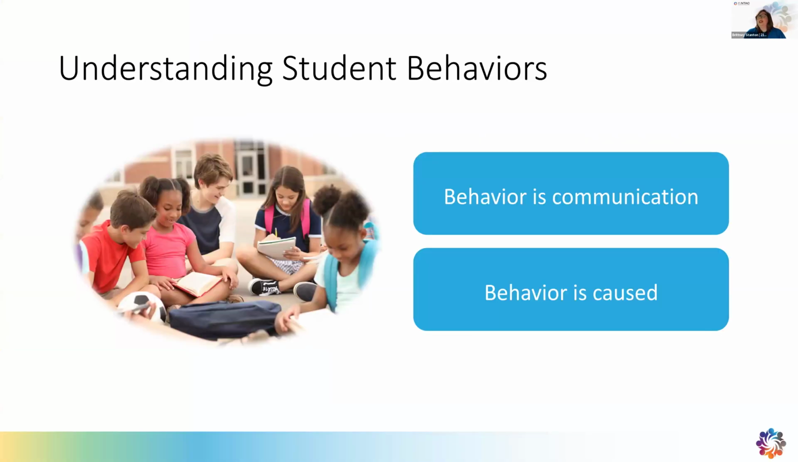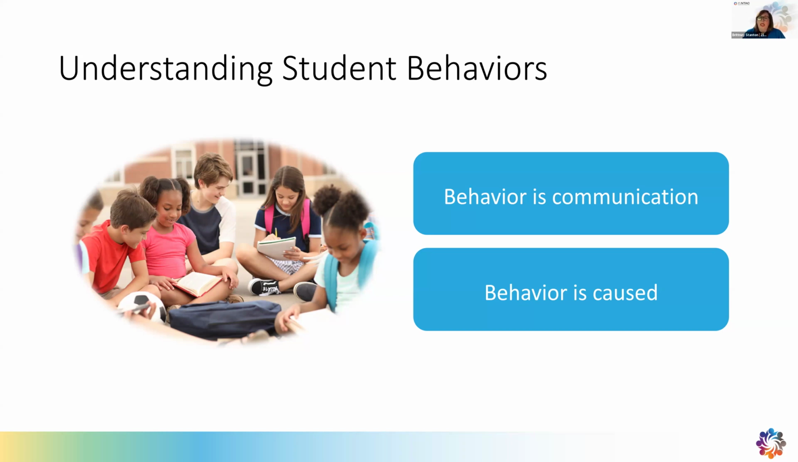So we need to understand first about student behaviors. We need to understand that behavior is actually communication, that students who are exhibiting these behaviors are trying to tell us something. We also need to understand that behavior is caused. That students are not necessarily making this active choice to act out, that there's some underlying component that is causing the behavior. So ask the question, what exactly is this behavior telling you?